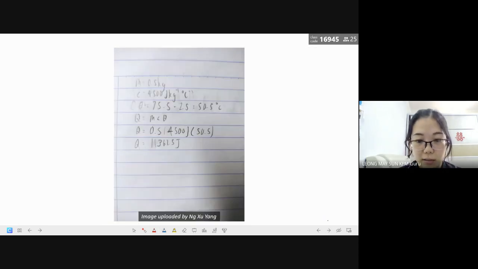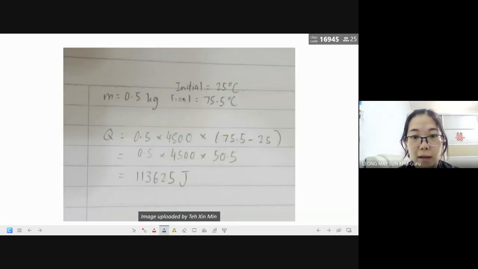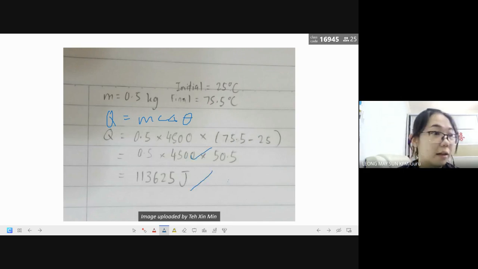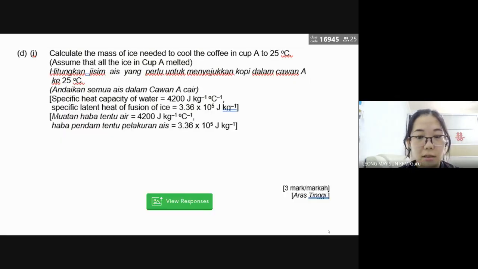Any other workings? Okay, working is here, 2 marks. Even though no marks for formula, but Xingming, can I see the formula? Change of temperature. Okay, alright, so let's see.